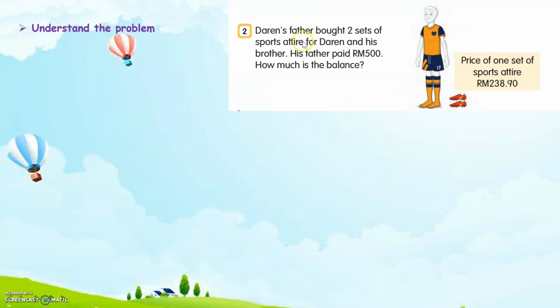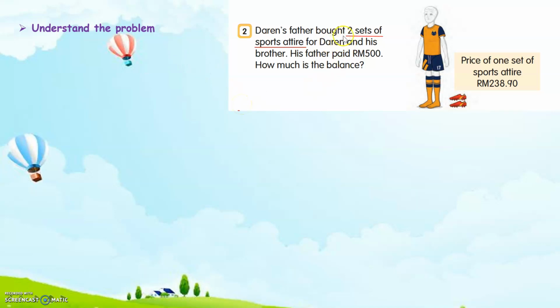Second question. Darren's father bought 2 sets of sports attire for Darren and his brother. His father paid 500 ringgit. How much is the balance? The price of one set of sports attire is 238 ringgit 90 cent. First, understand the problem.